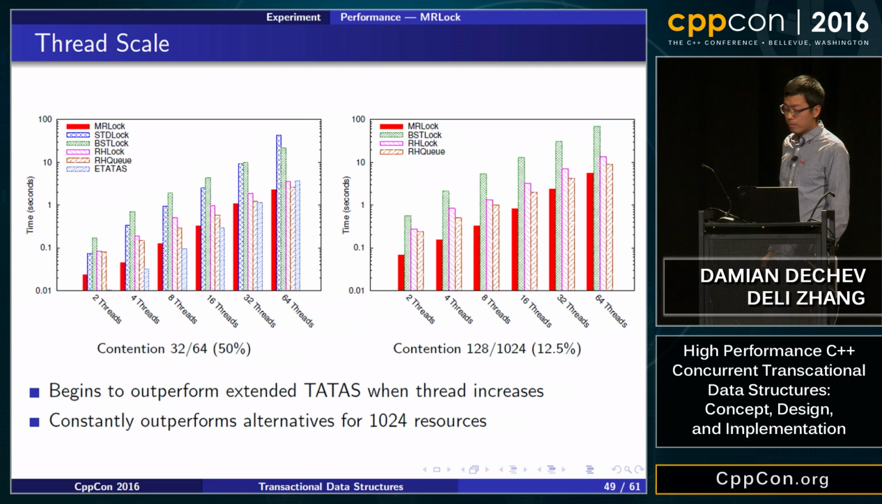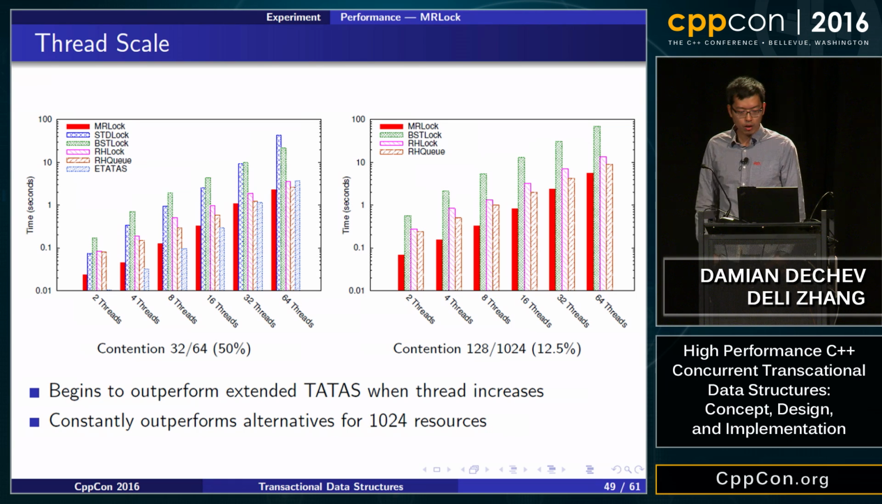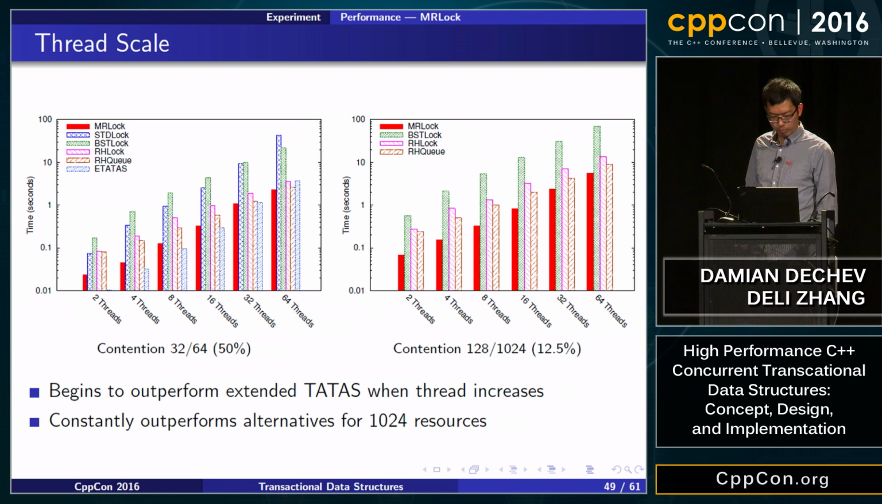As we increase the number of threads, the graph on the left shows resource contention of 50% on 64 resources. The extended TATAS lock actually performs really well with a small number of threads, but as the number of threads increases, the contention level rises at a single memory location, and eventually at 32 threads, the MRLock begins to outperform the extended TATAS lock. For the 1,024 resources, the MRLock outperforms the alternatives all the time.